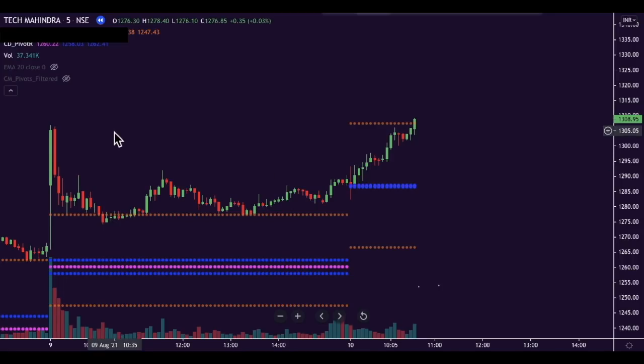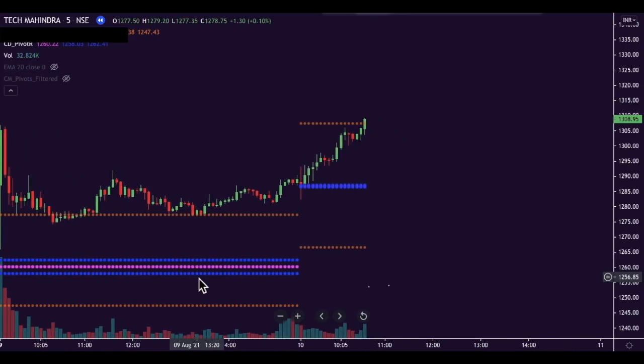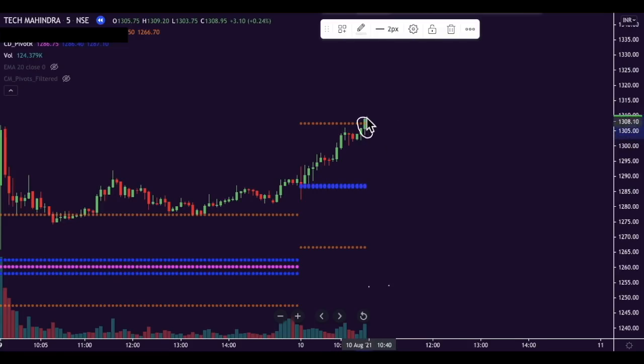Alright, traders, this is a chart of Tech Mahindra, 5 minutes time frame. Whenever we trade intraday using pivot point and CPR, according to me, the most suitable time frame is 5 minutes. All the examples you will be seeing today will be on a 5 minutes time frame. So if you see today's chart, that is 10th August at 10:30, we have got a breakout. You can see here, this is the breakout candle.